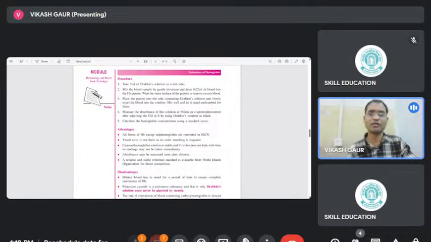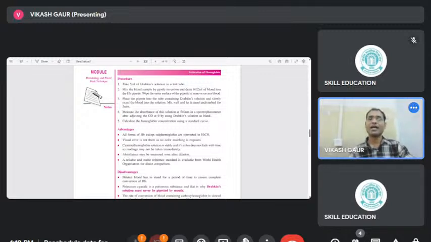What is the procedure of this test? First, take 5 ml of Drabkin solution in a test tube and label it. Mix the blood sample by gentle inversion and draw 0.02 ml of blood into the HB pipette. Wipe the outer surface of the pipette to remove excess blood. Place the pipette into the tube containing Drabkin solution and slowly expel the blood into the solution. Mix well and let it stand undisturbed for 5 minutes.